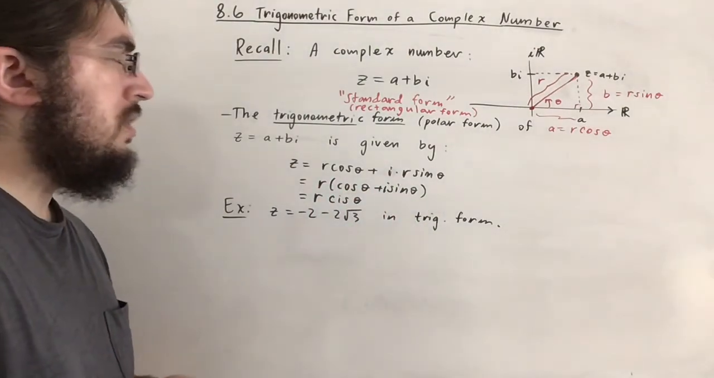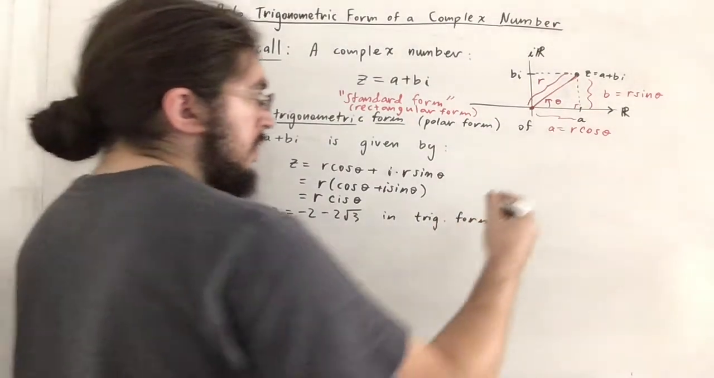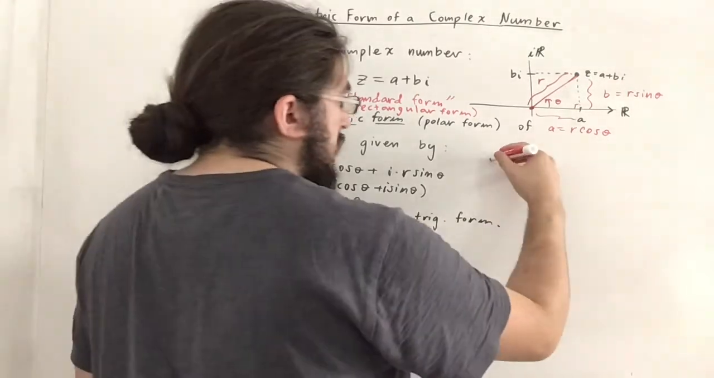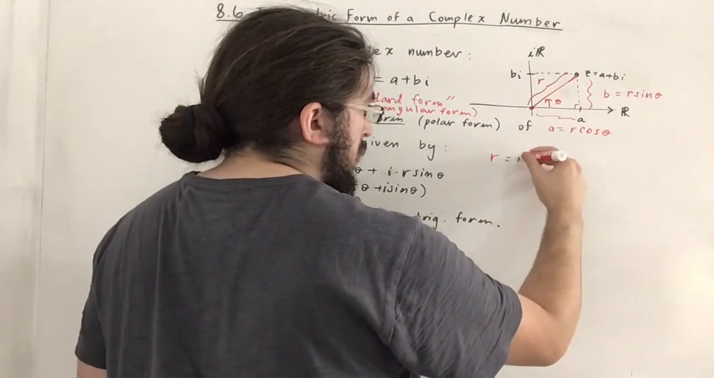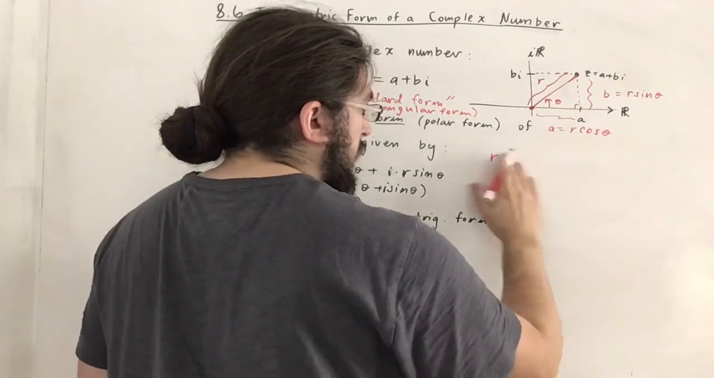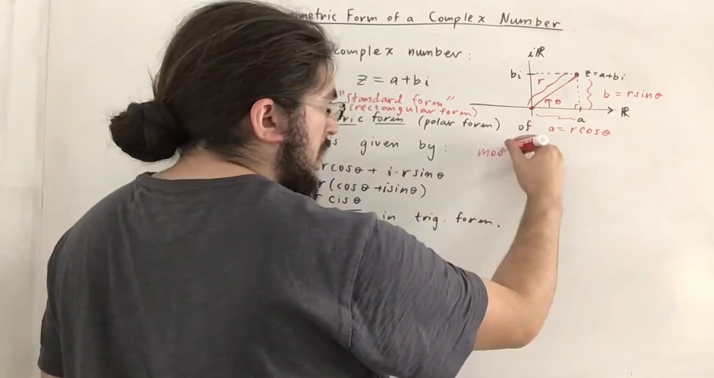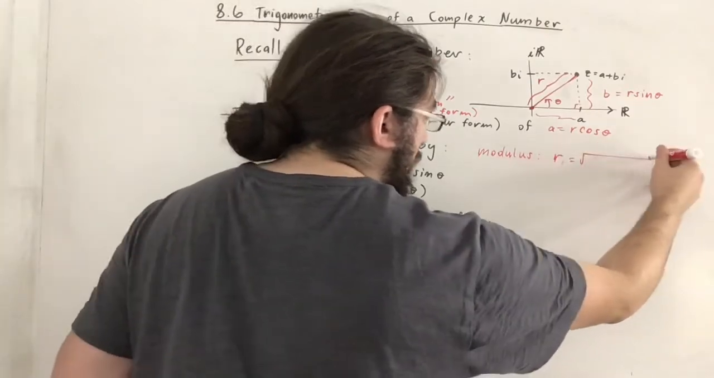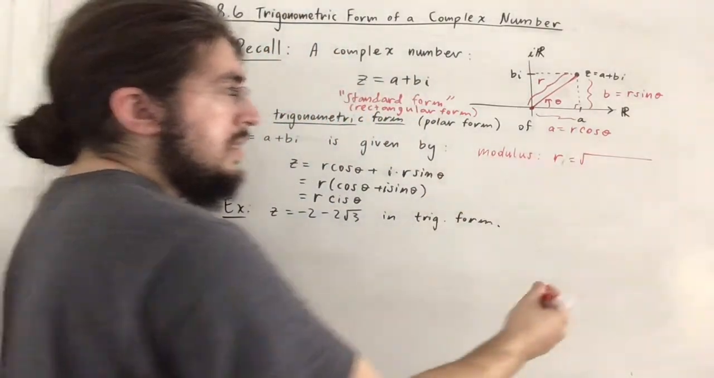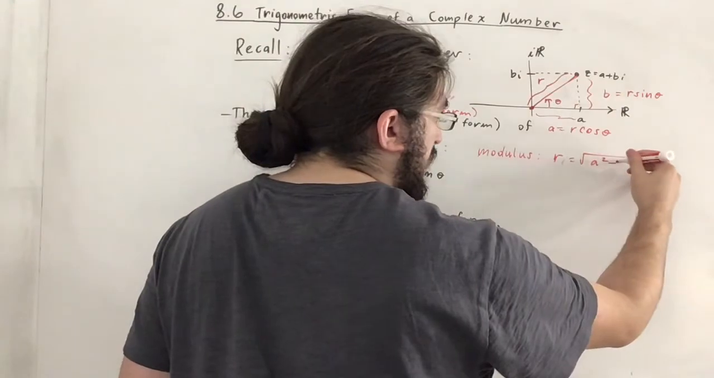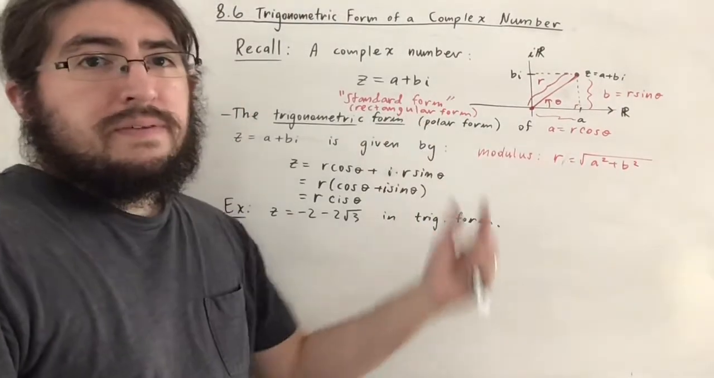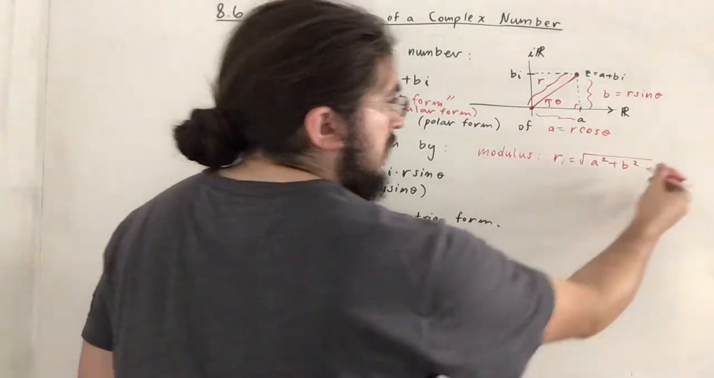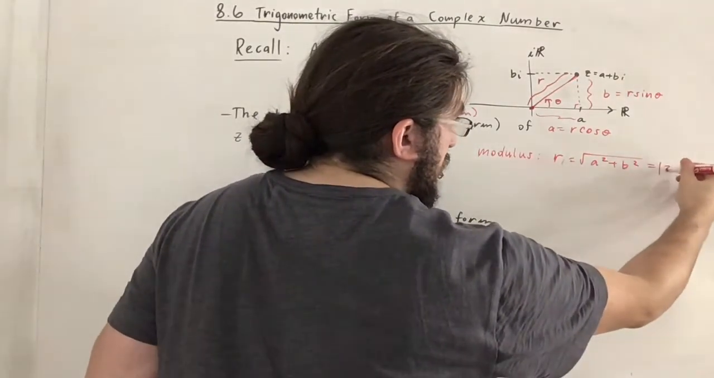Now, there are some things I should be saying here. There are names for r and there are names for theta. R is known as the modulus. So let me write it as modulus. It is r, which is just the absolute value of the complex number, which is the square root of a squared plus b squared. Like we saw in 8.5, we mentioned this idea of absolute value. So this is really just the absolute value of the number z itself.